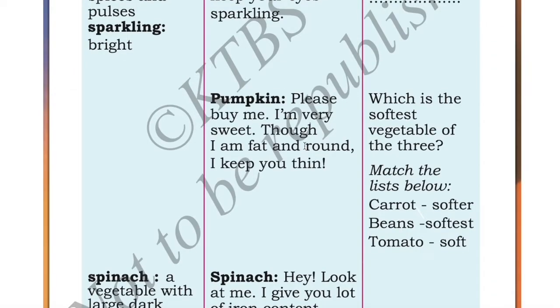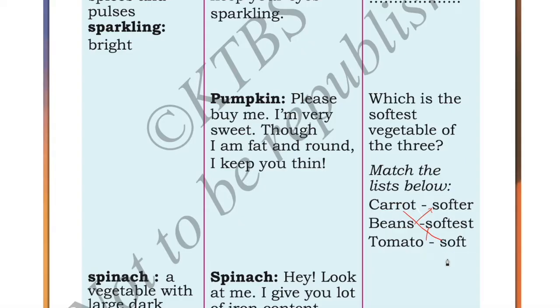Okay, now that you've seen a pumpkin, let's get back to our question over here. So which of these do you think is the softest? I think tomatoes are softest. So let's map tomato to the softest one. Which of the others is the softer one? So beans are softer than carrots. So let's map beans to softer. And finally, among these three, carrots are the hardest. So that gets the lowest degree of soft, that is just soft.